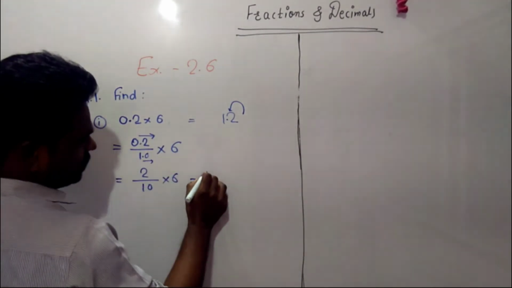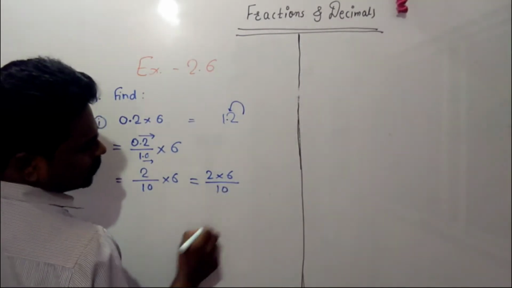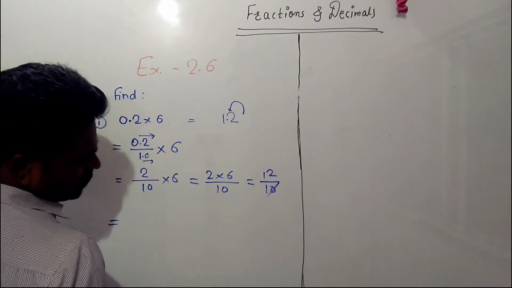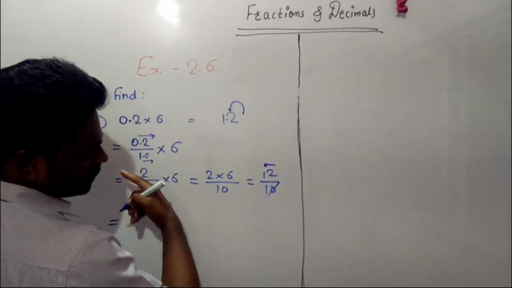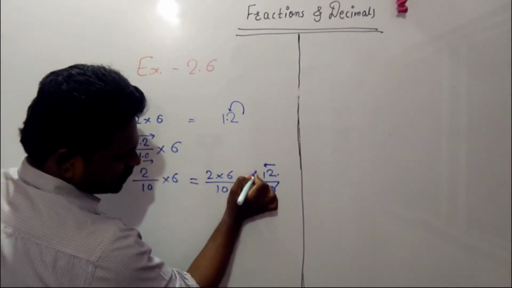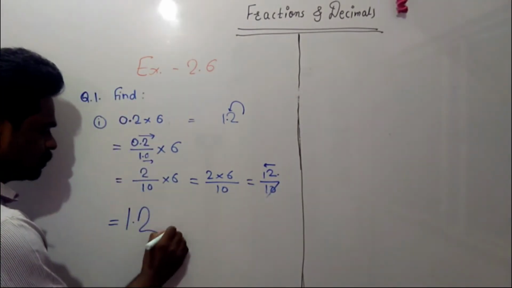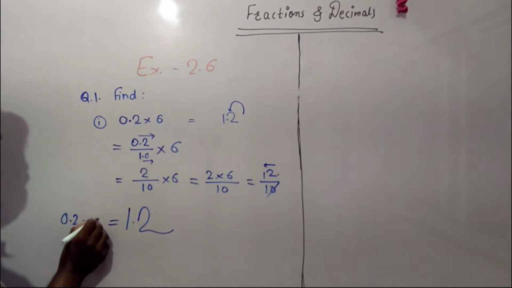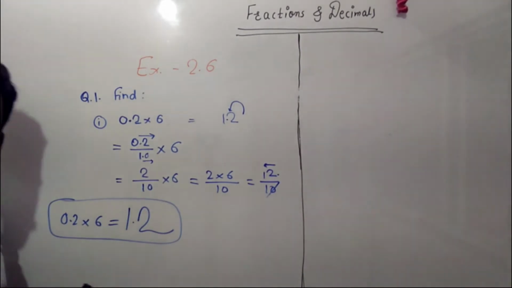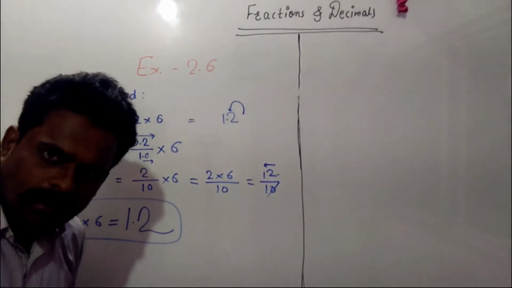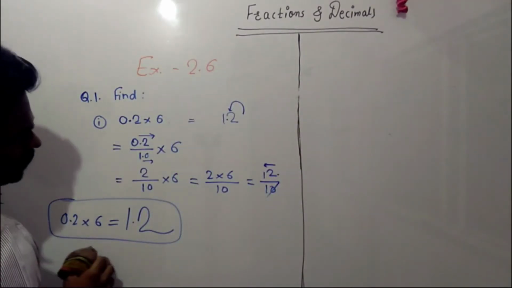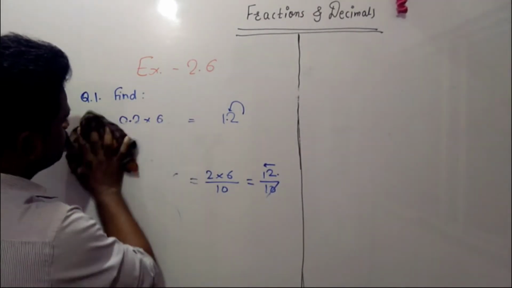So it is equal to, can I write in this way? 2 into 6 divided by 10. No problem. So 2 sixes are 12. 12 divided by 10. And it is equal to, now this cancels 1 0. So you have to shift your decimal point by one digit to the left side. Here is the decimal point. If you shift it by one digit to the left side, it will become 1.2. So 1.2 is the answer. 0.2 into 6 is equal to 1.2. Okay, fine, no problem. Now see, I'll discuss the next example.